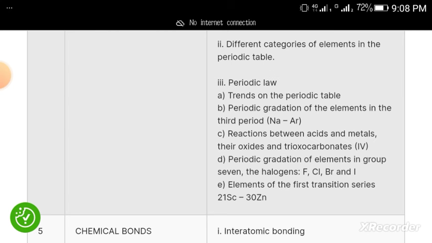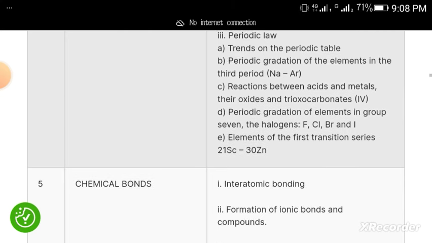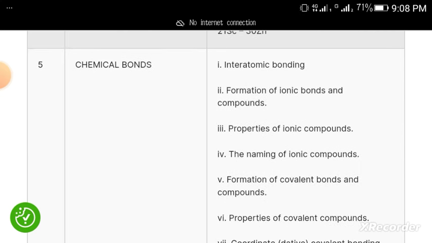Reactions between acid and metals, the oxide and trioxocarbonate. Periodic gradation of elements in group 7. So focus on group 7, the halogens, F, that is fluorine, chlorine, bromine, and iodine. Elements of the first transition series. So just study up these things. Another section that NECO brought out is chemical bonding.